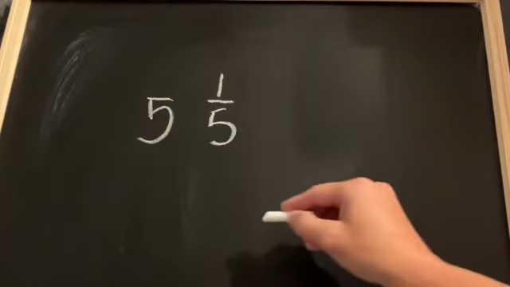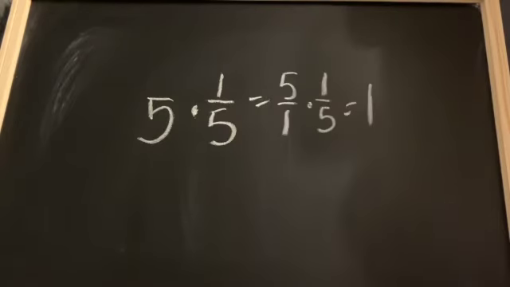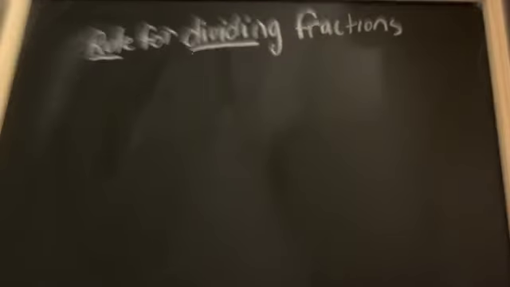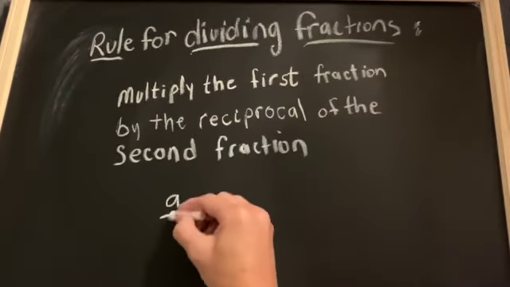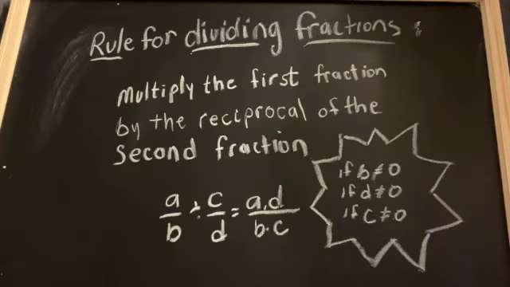Using the number 5 as an example, 1/5 is the reciprocal of 5, because 5 times 1/5 equals 1. And we know that because 5 times 1 equals 5. Now the rule for dividing fractions states, multiply the first fraction by the reciprocal of the second fraction, that is, if B, D, or C do not equal 0.